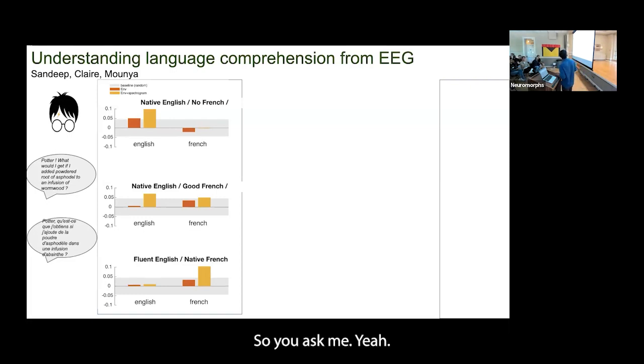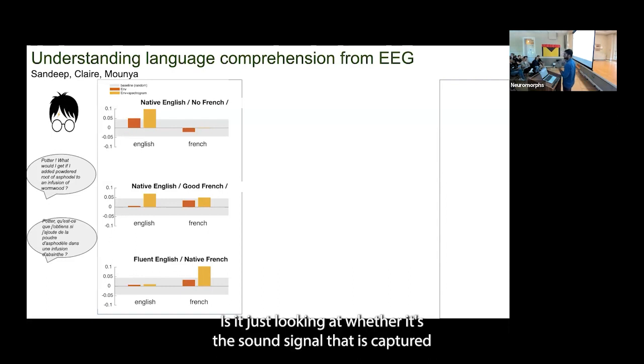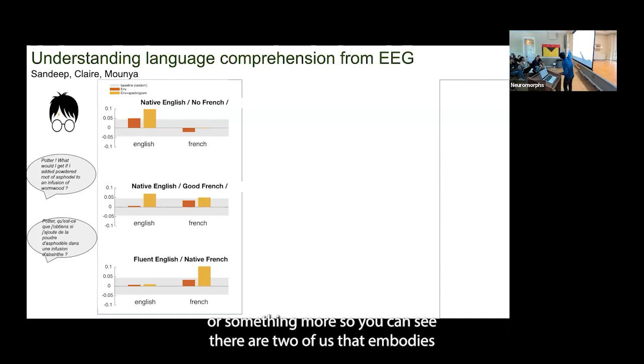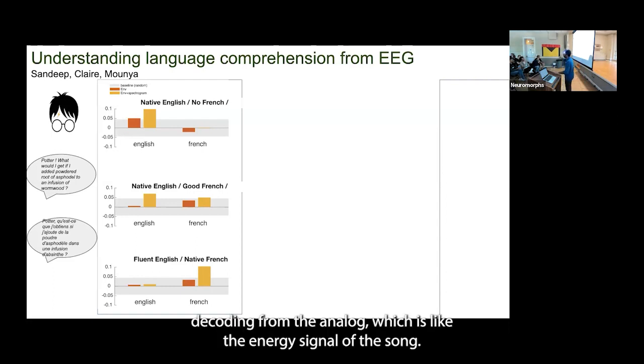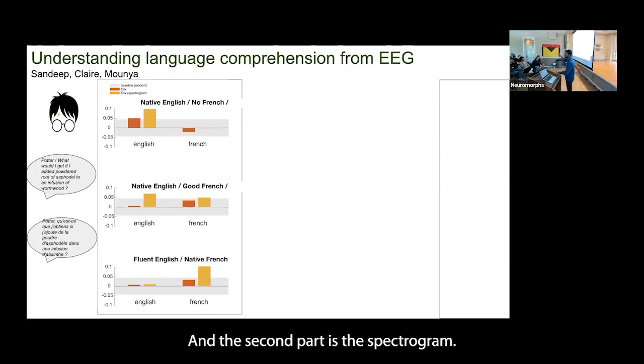Okay. So what we're trying to do here is decode the EEG signal from the sounds themselves. So the first set of analysis is just looking at whether it's the sound signal that is captured or is it something more. If you can see, there are two bars. The red bar is decoding from the envelope, which is like the energy signal of the sound. And the second bar is the spectrogram.